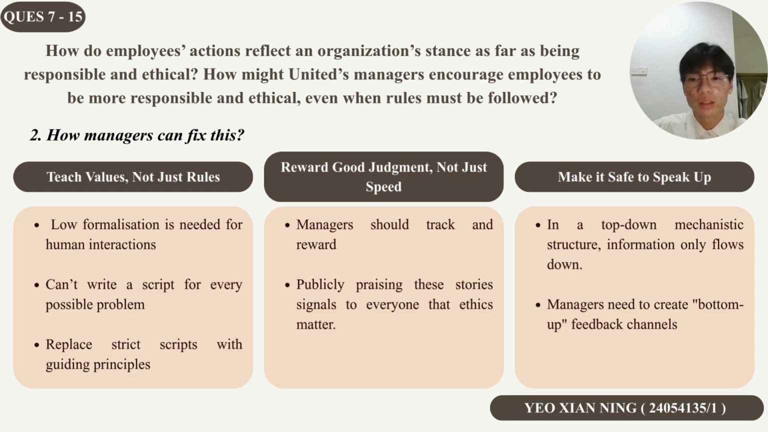For example, the Nordstrom department chain store gives employees a motto: use good judgment in all situations. This single value tells staff how to handle a complaint in any situation better than a 100-page rulebook could ever do, right? Second, reward good judgment, not just speed.